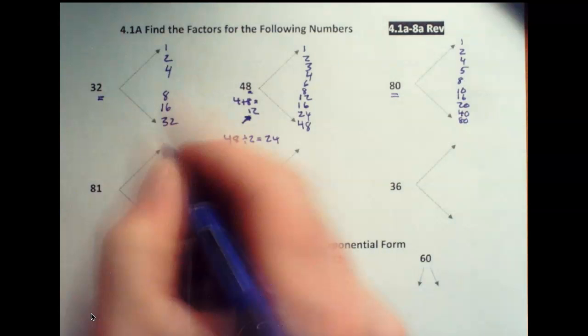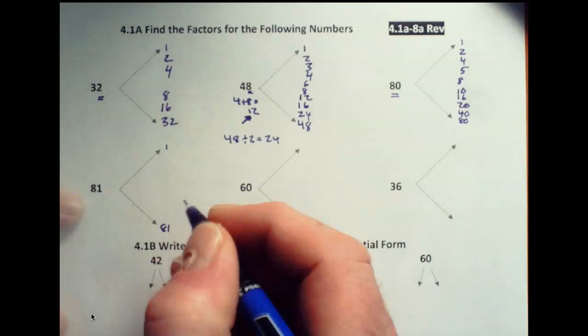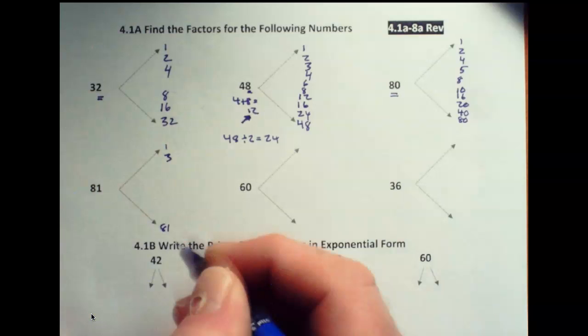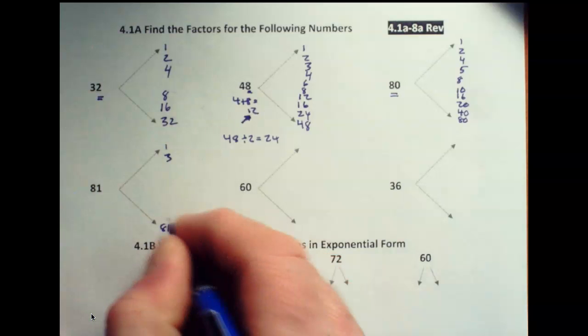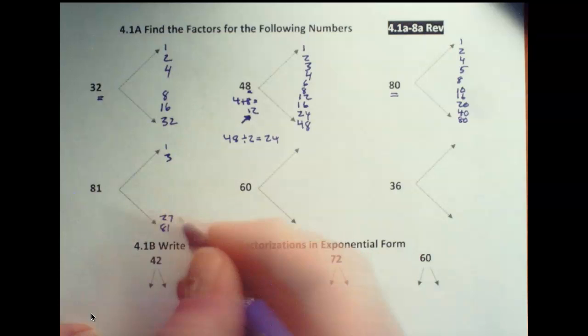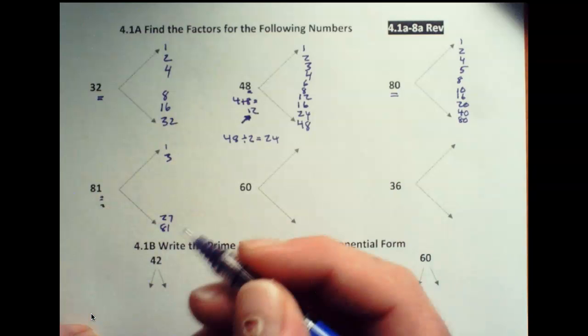All right, 81 goes in there, 1 and 81. 2 won't go in because it's odd. 3 will go in there. 8 plus 1 is 9, so 3 will go in there. If you did 81 divided by 3 on the calculator, it'll tell you it goes in there 27 times. 4 won't go in because it's an odd number. 5 won't go in because it's not ending in a 0 or 5.